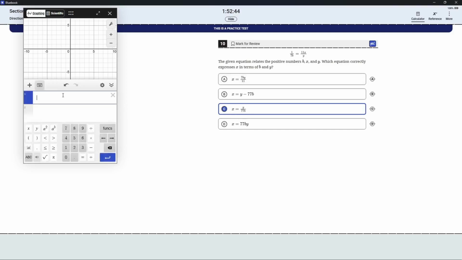Let's write it down here. So once you cross multiply, you should get this. And you want to isolate x, so you just divide both sides by 77b, and you get x is equal to y over 77b, so that would be your final answer.